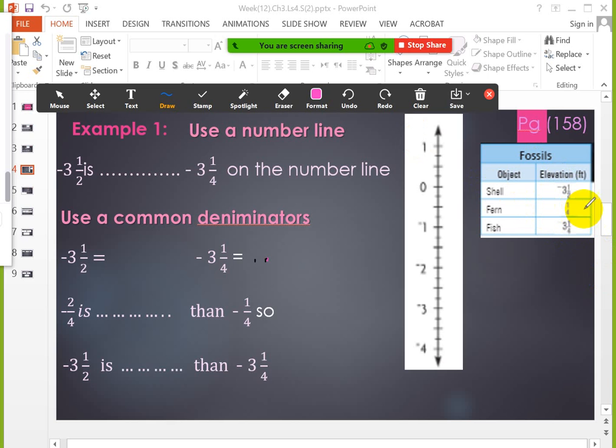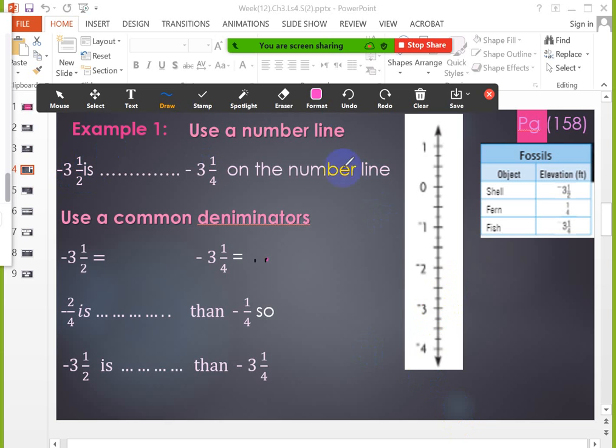So look, I have one fraction and one or two mixed numbers. So you know that those numbers are rational numbers. Okay, so I want to compare between negative 3 and 1 over 2 and negative 3 and 1 over 4 on the number line. So we'll start with negative 3 and 1 over 2 on the number line.